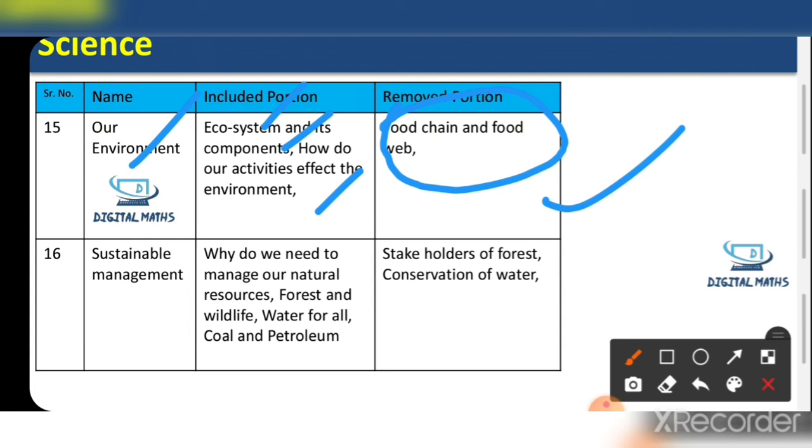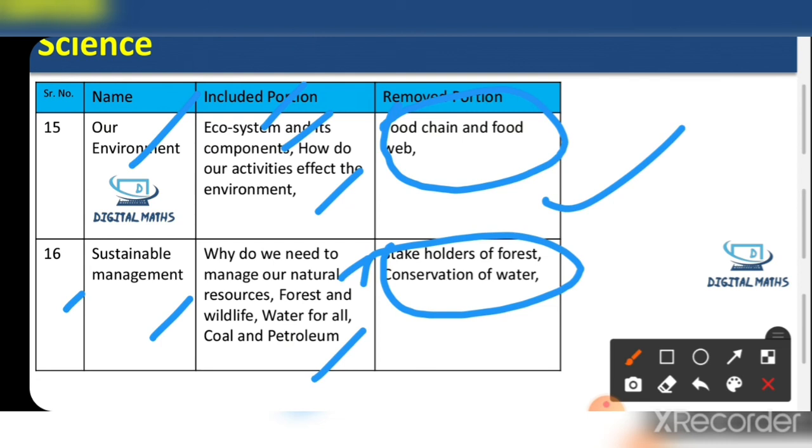Now we have to see chapter number 16, Sustainable Management, which is the included portion and removed portion. Included: why do we need to manage our natural resources, forests and wildlife, water, coal and petroleum. Removed: stakeholders of forests, conservation of water. It is also a very important topic, and it is good for everyone to know. It is also removed from your syllabus.